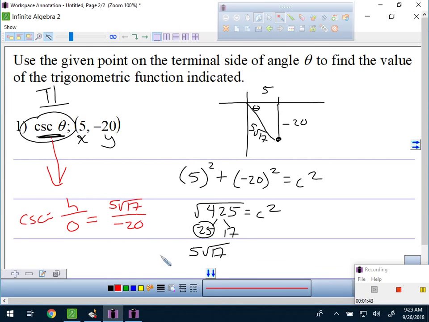Now, remember, your test is going to be multiple choice. So use that to your advantage. 5 radical 17 over negative 20 is not going to be an answer choice. The main reason is because I can divide both of these things right here by 5, and so that would give me 1 radical 17 over negative 4. Or you could just write that as radical 17 over negative 4. But that would be your answer for that one.